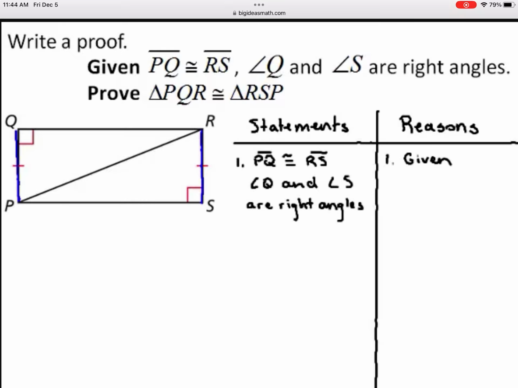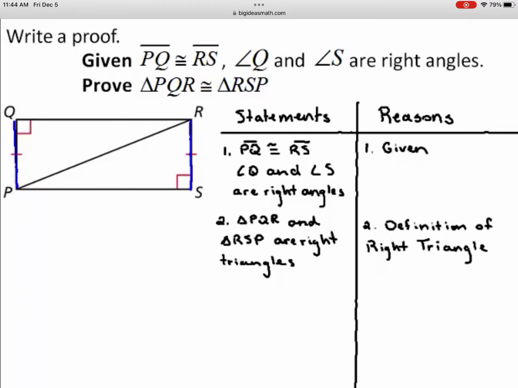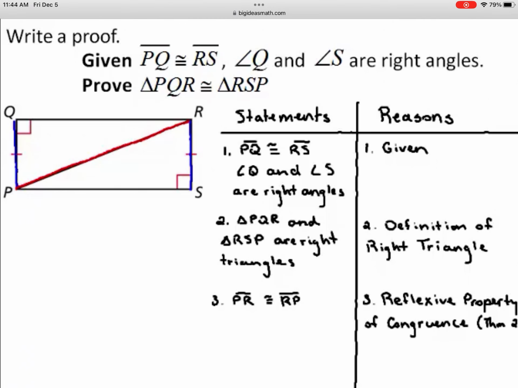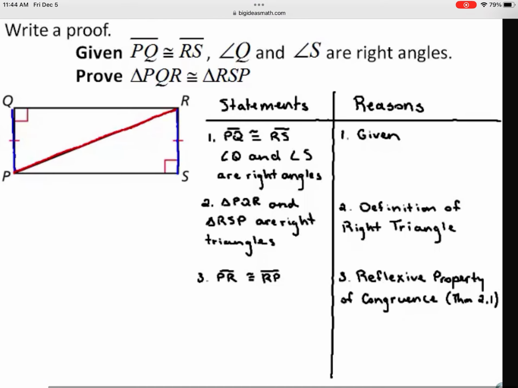Line segment PQ is congruent to line segment RS. Angle Q and angle S are right angles from the given information. Then triangle PQR and triangle RSP are right triangles by the definition of a right triangle, which is any triangle with a right angle. Then line segment PR is congruent to line segment RP by the reflexive property of congruence.